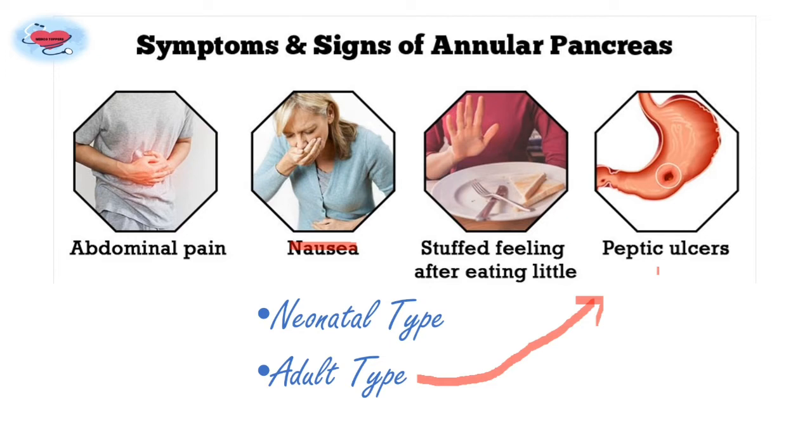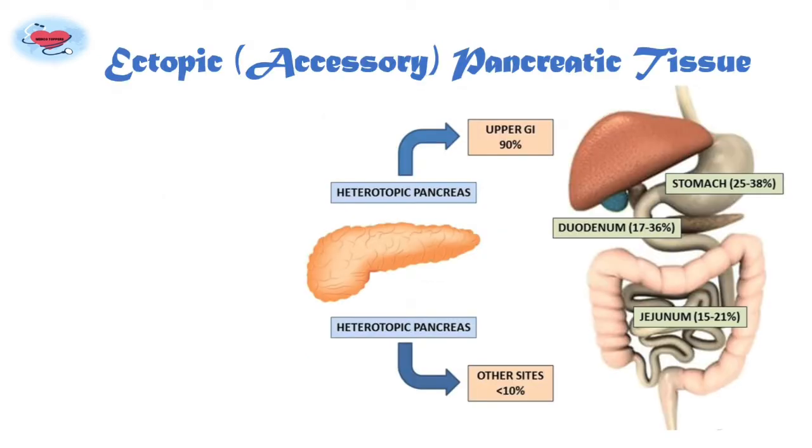Next, ectopic pancreatic tissue or accessory pancreas. Accessory pancreatic tissue may be seen in the stomach wall, small intestine, Meckel's diverticulum, greater omentum or splenic hilum. Mainly it may cause upper GIT bleeding, and it may precipitate intussusception, and nothing more than that.